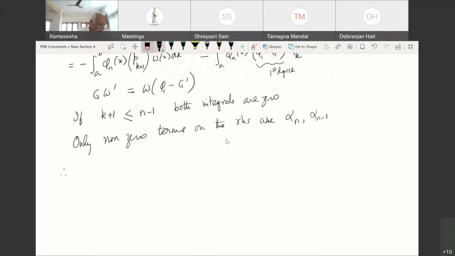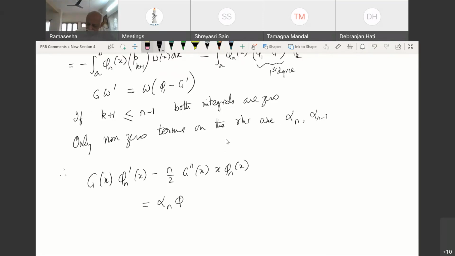Therefore, what we have, P n is equal to some alpha n P n plus alpha n minus 1 P n minus 1 of x.